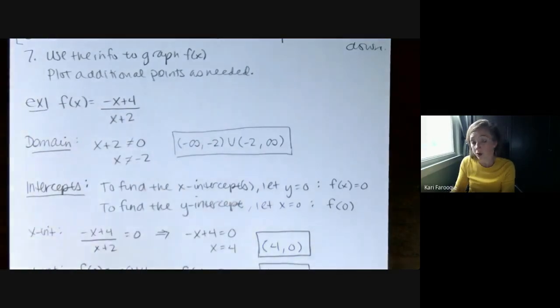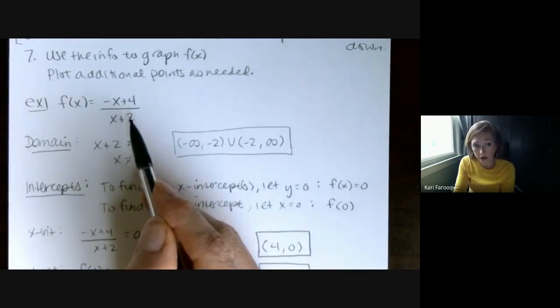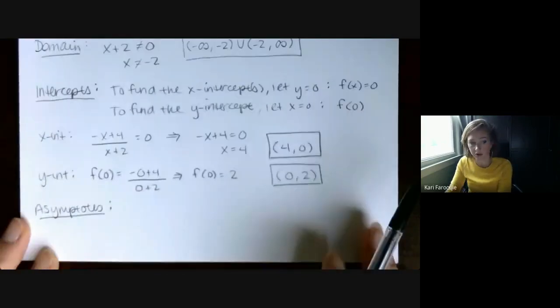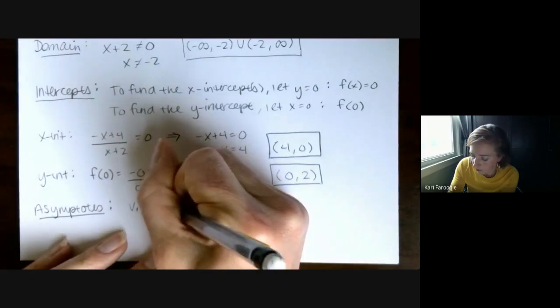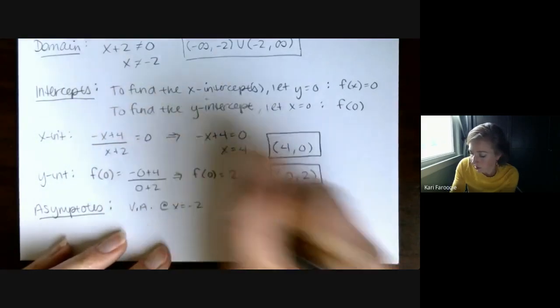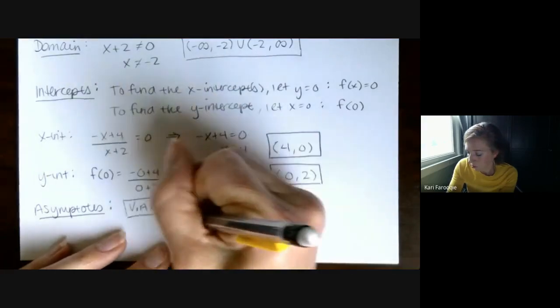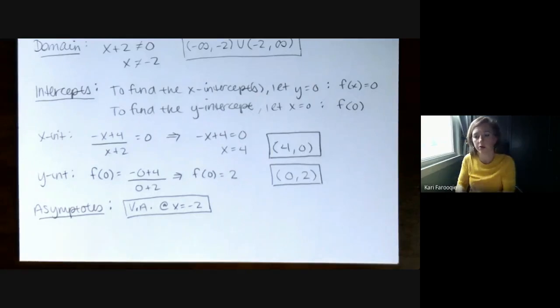Remember that if we could factor and cancel the x plus 2, then you would just have a hole at -2. However, there's nothing you can factor and cancel, so you would say that you have a vertical asymptote at x equals -2. That's going to be very important to us. We already excluded it from the domain, but now we're just formally stating that it's a vertical asymptote.